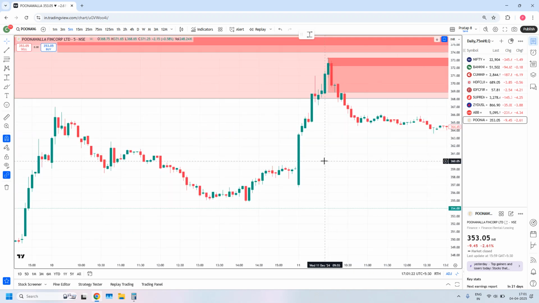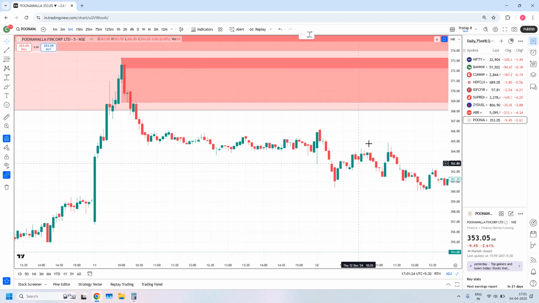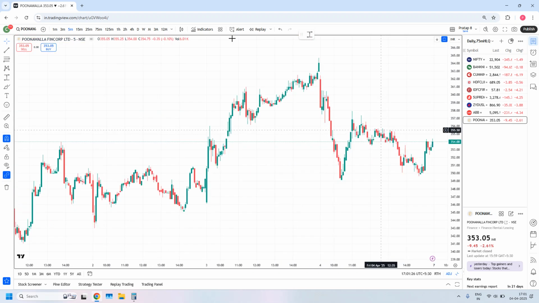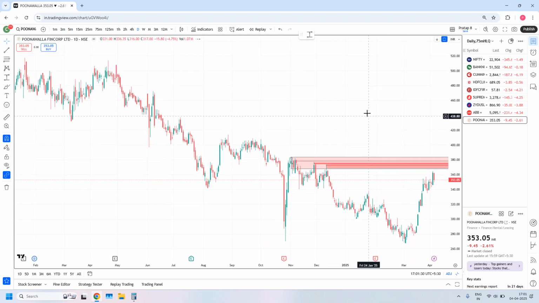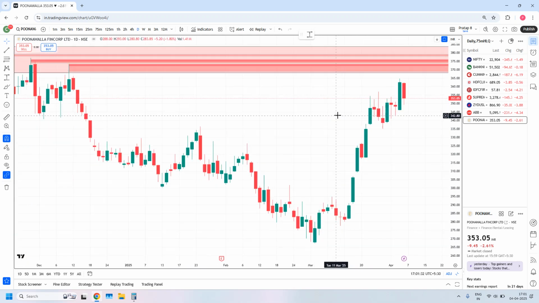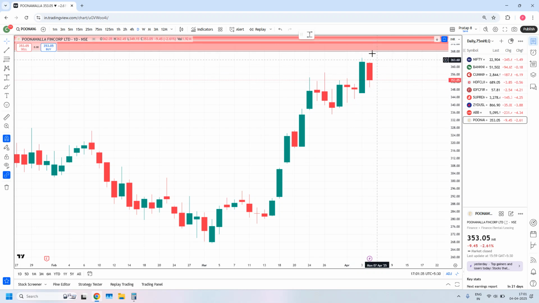Okay, this is about Ponavala. And this is also, we did not get any trade today. Look into today's daily candle. They did not enter into the zone. So these are the high liquidity zones identified by our software.